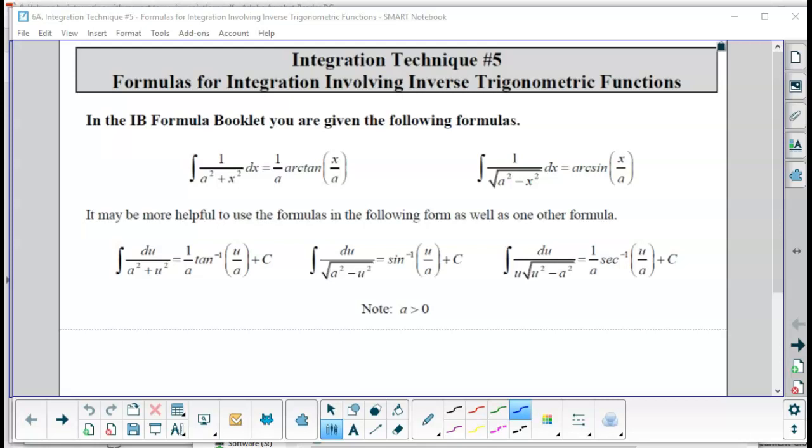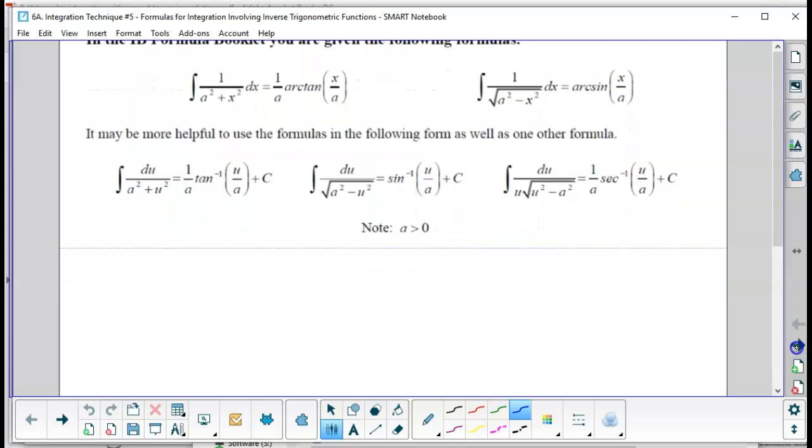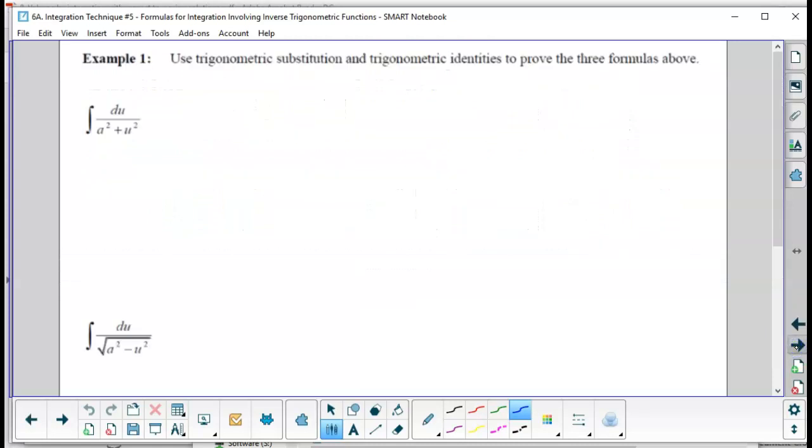And I will need to check on the formula booklet. It might be included now. In any case, they're the same, and so we're just going to use them because they're in your formula booklet. But to start, we're just going to prove a couple of them. Or actually, I guess those three. So it says use trig substitution and trig identities to prove the three formulas. So really, this is back into trig substitution.